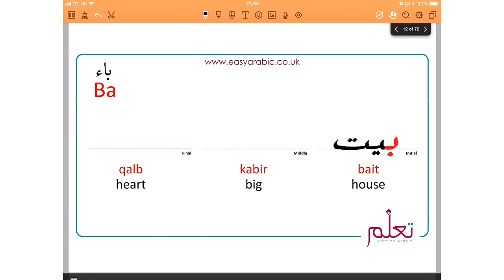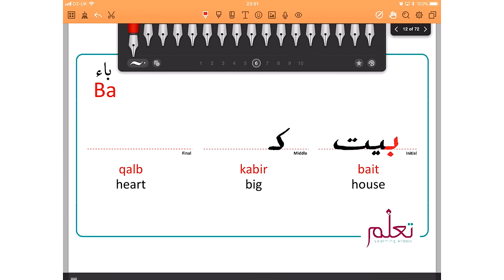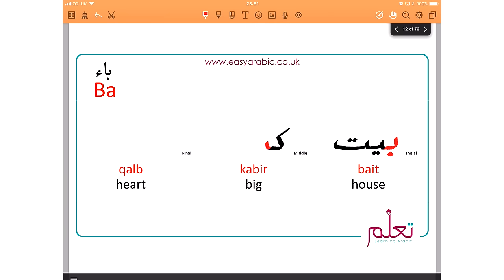Kabir. So with a kaf, we start with the kaf. Kaf is like this, and it has a line at the beginning, which is kaf. See? Ka. Then we have the letter ba. Ba. Then we have the ya. Then we have the ra, which is ra, kabir, kabir. Okay. In the next lesson, you'll go through the vowels so you can understand.